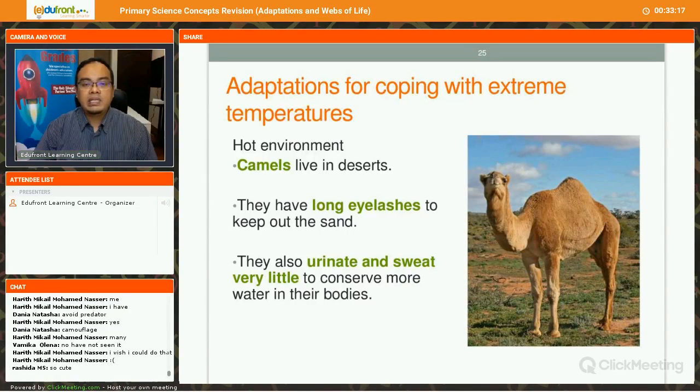In the desert, it's very difficult to find water, and it rains maybe once or twice a year. So the animals and the plants that live in the desert must have adaptations to enable them to live in very hot conditions and to store water or consume very, very little water.